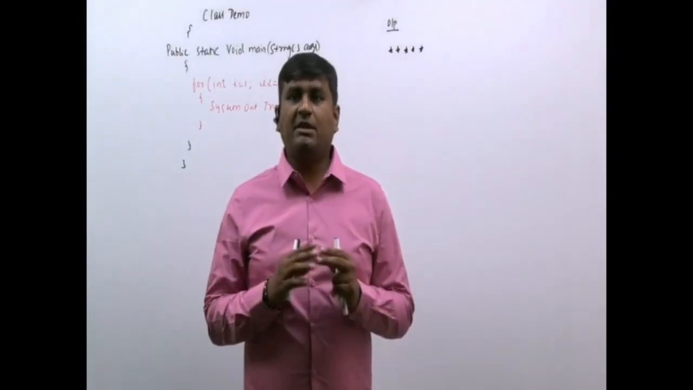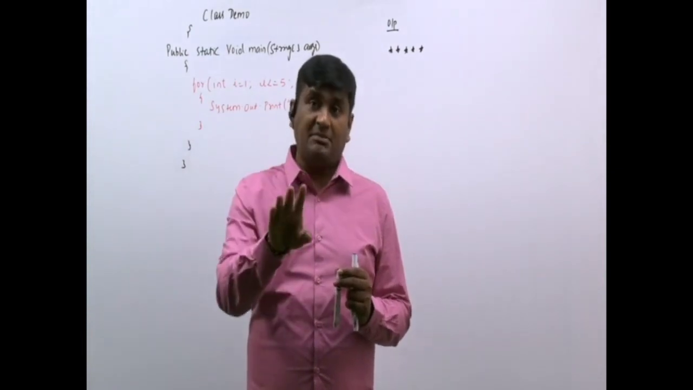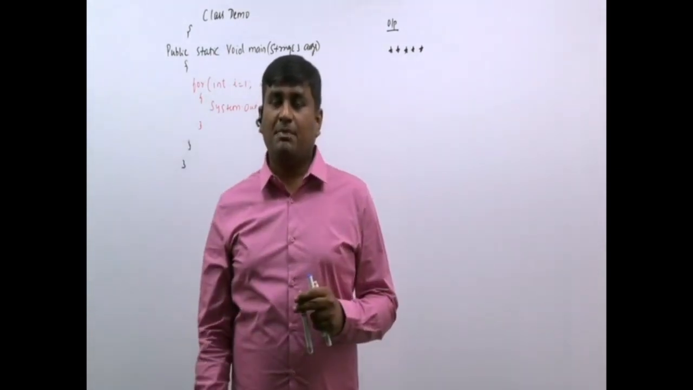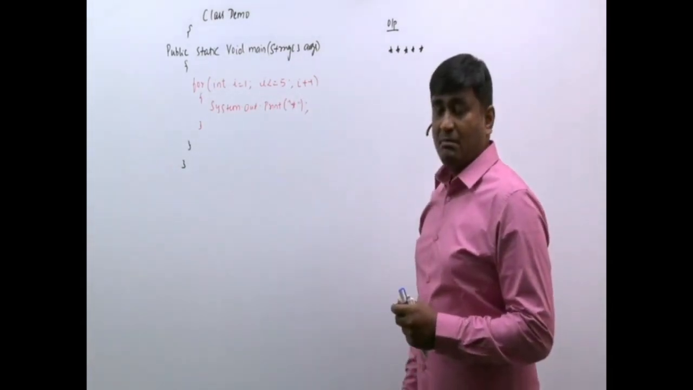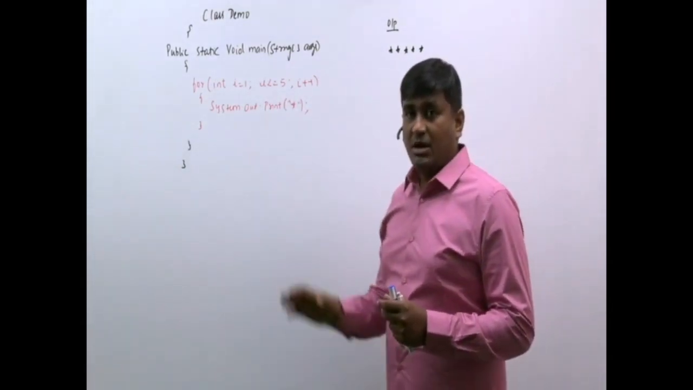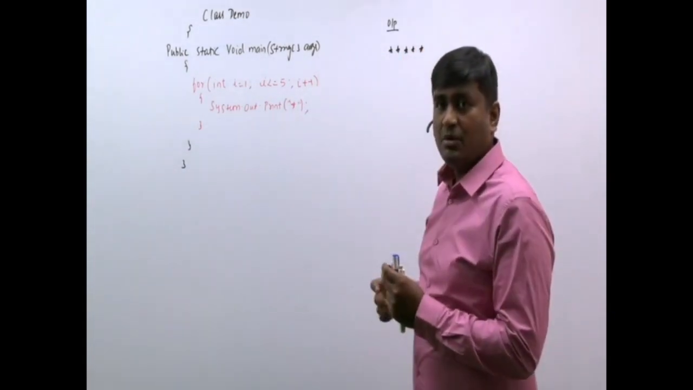Now my next requirement is you want to display 5 stars 5 times in the same row. In the previous program, we were able to display 5 stars in the same row. But with a small modification, I want 5 stars to be displayed 5 times, and everything should be there in the same row. What does it mean, sir?